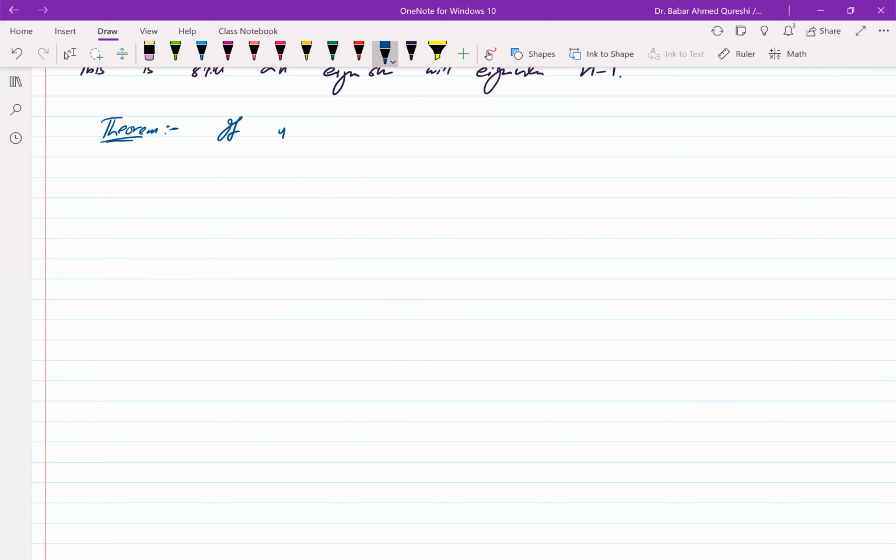Well, let's write it this way. There is no degeneracy in energy in one-dimensional bound states.